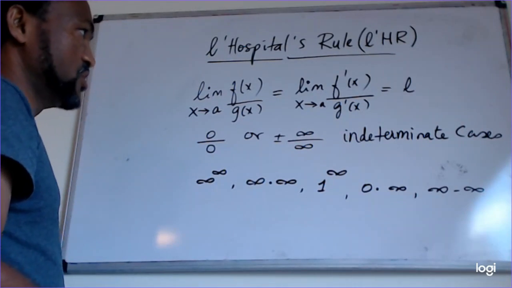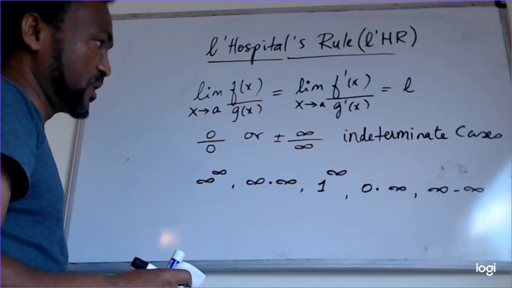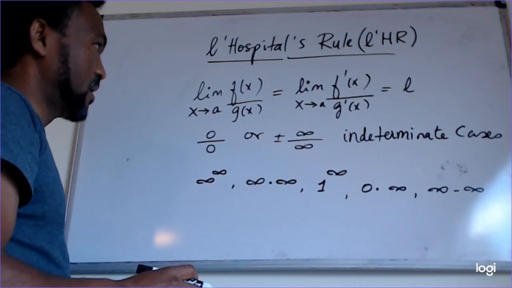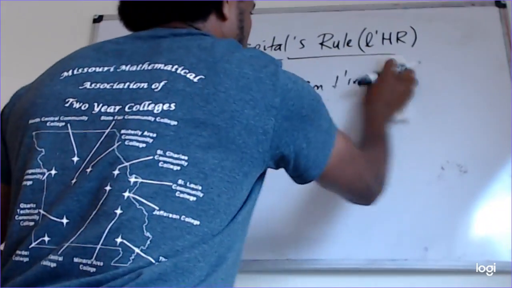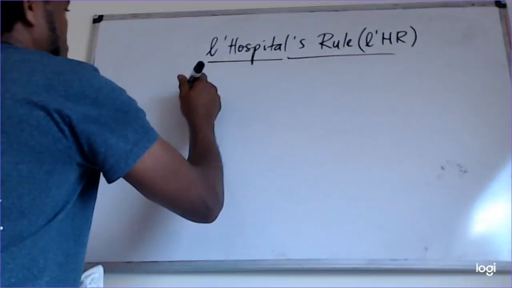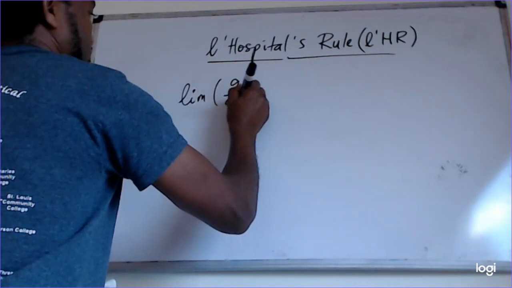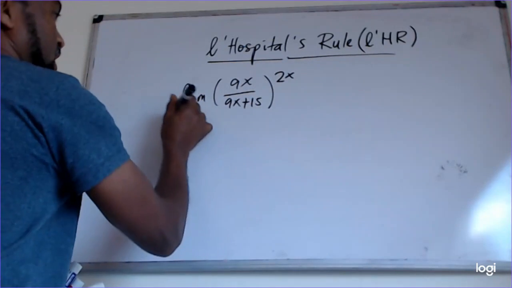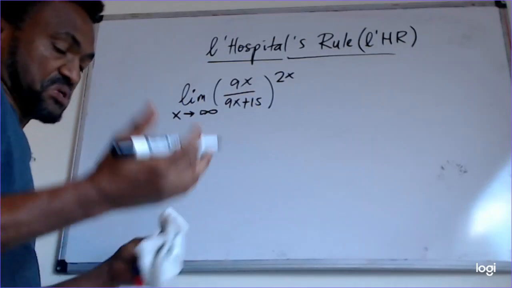So what I'm going to do is use this rule on a particular example where a lot of my students were struggling in an assignment. So this is what it looks like. It's the limit of 9x over 9x plus 15, to the power of 2x, and the x will be approaching positive infinity in this case. It's a typical example.